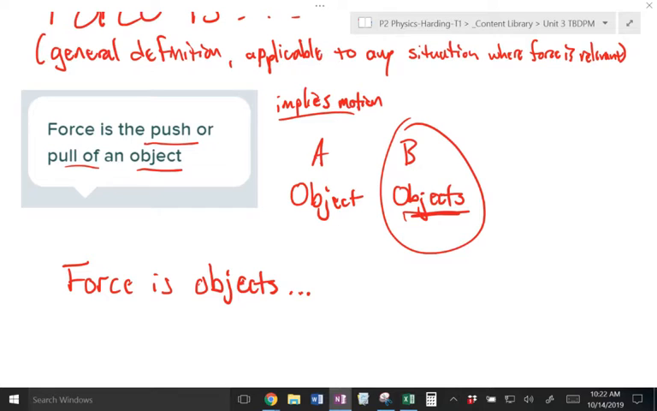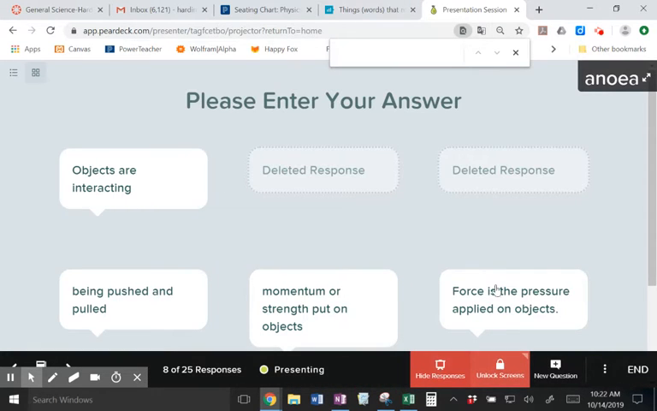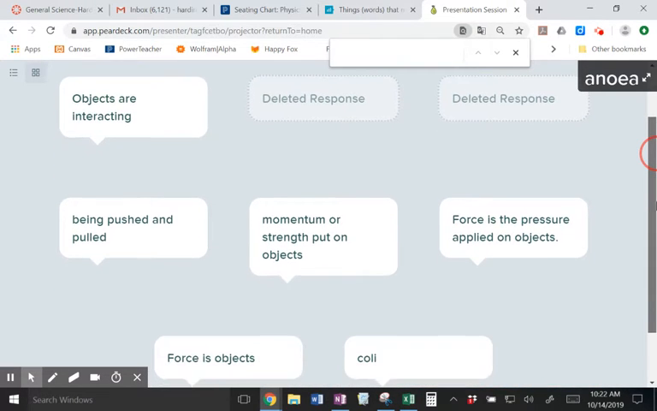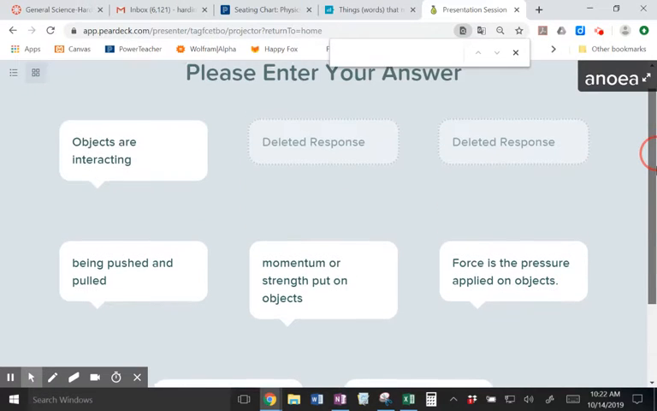All right. Let's see what our friends are saying over there on the internet. Okay. Objects are interacting, being pushed or pulled. Momentum or strength put on objects. Force is pressure applied on objects. Force is objects. Okay.